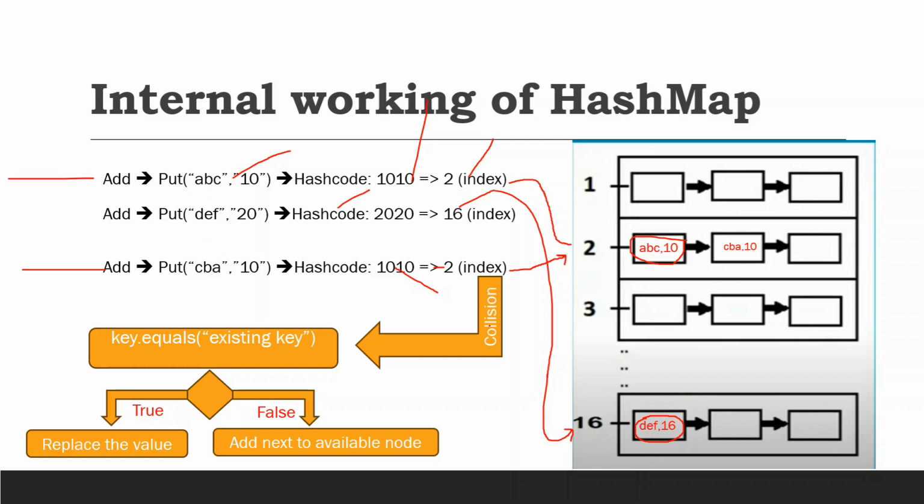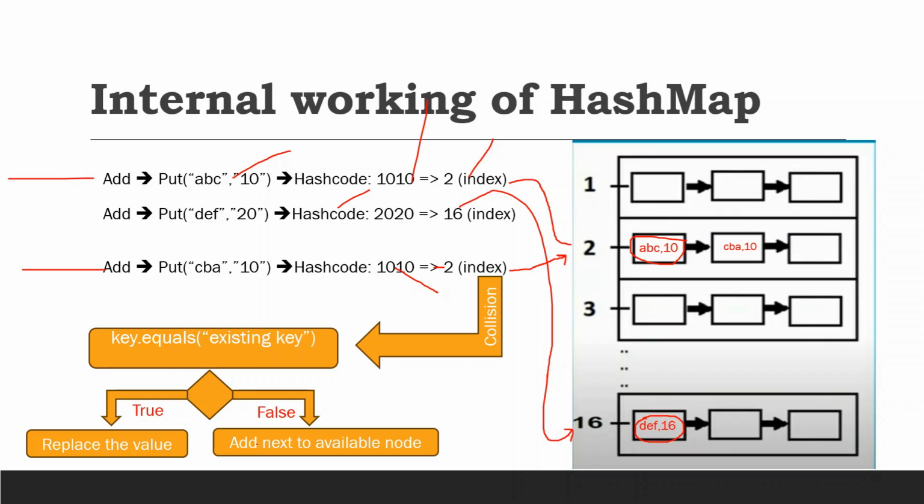Okay, so in this scenario, JVM will check with key.equals against an existing key. We already have the key abc as an existing key. Now we are going to store the key cba. So this will be cba, and the existing key is abc. With the help of the equals method, it will check whether the value is equal or not. If it is false, that means it is not equal.